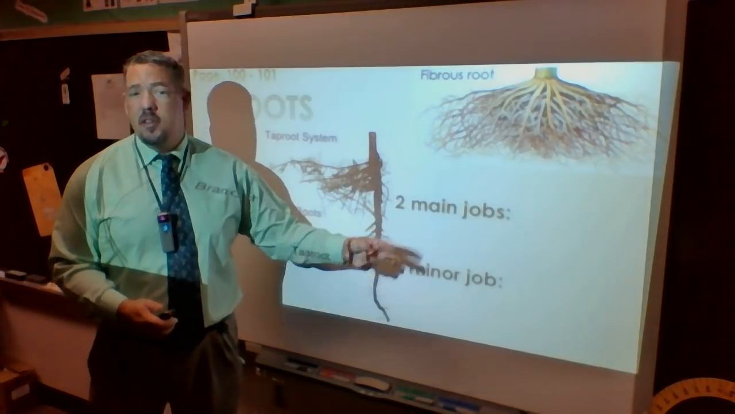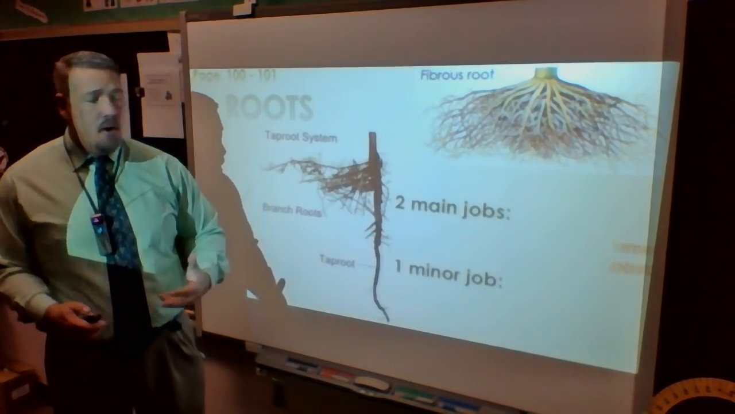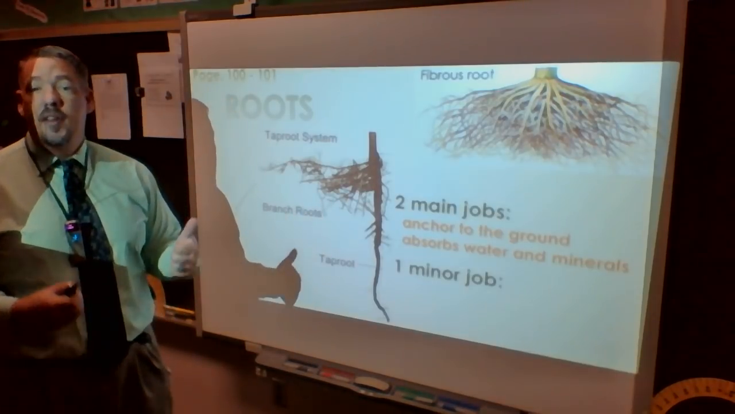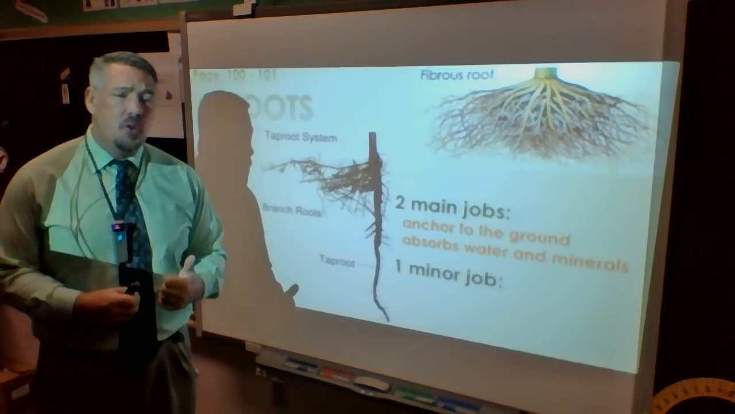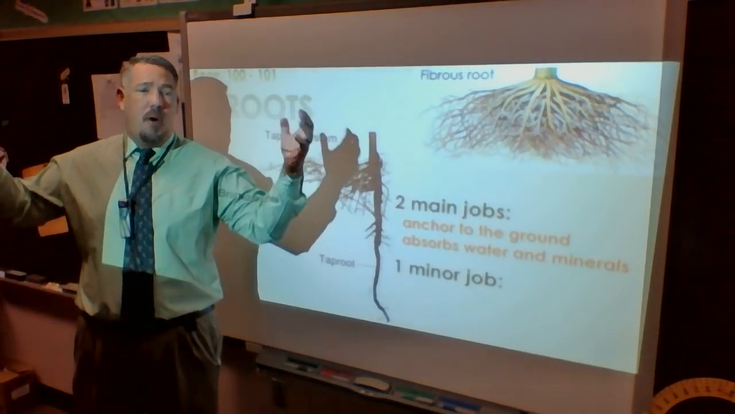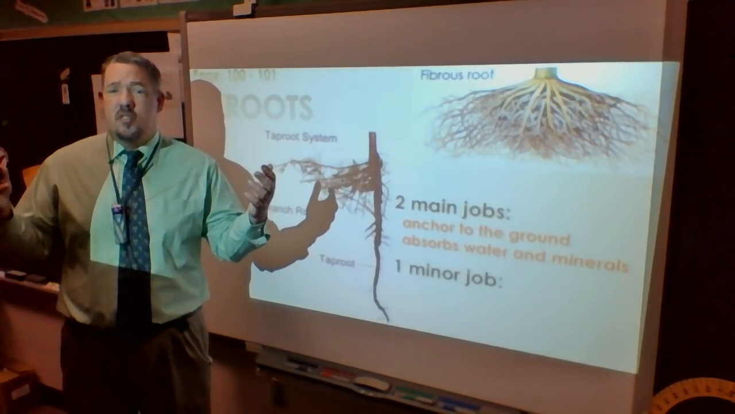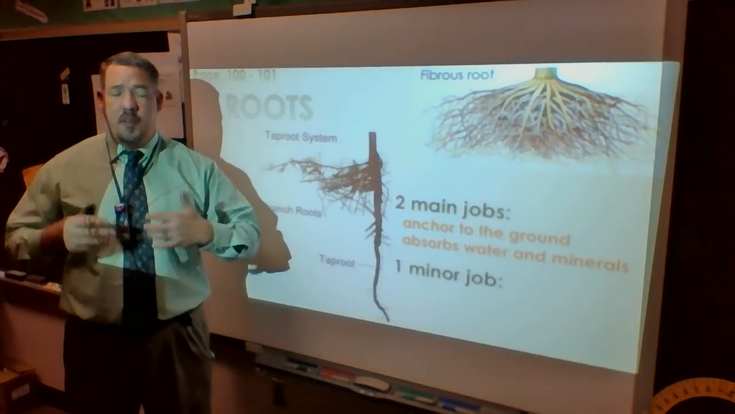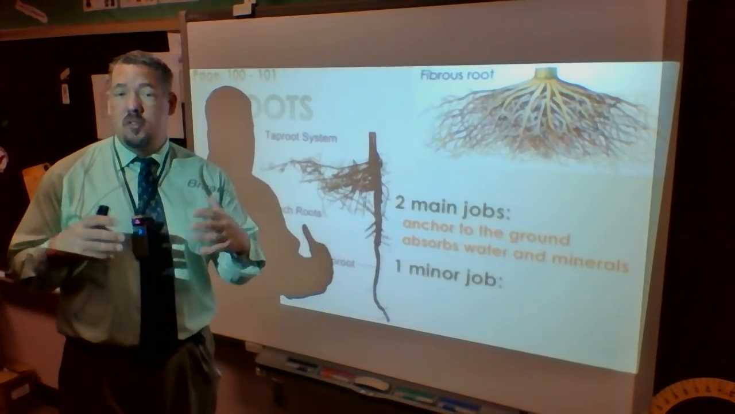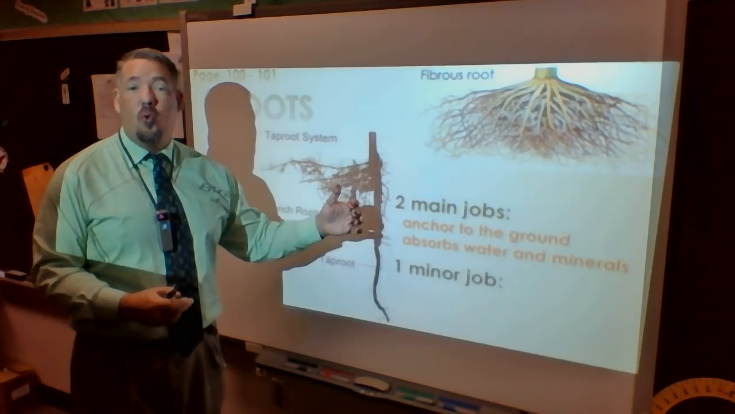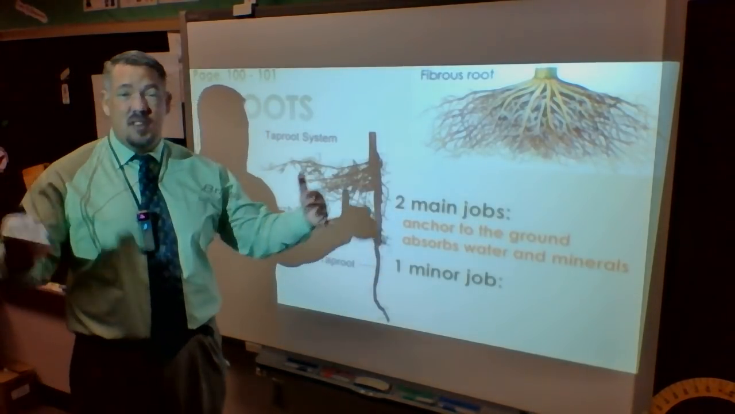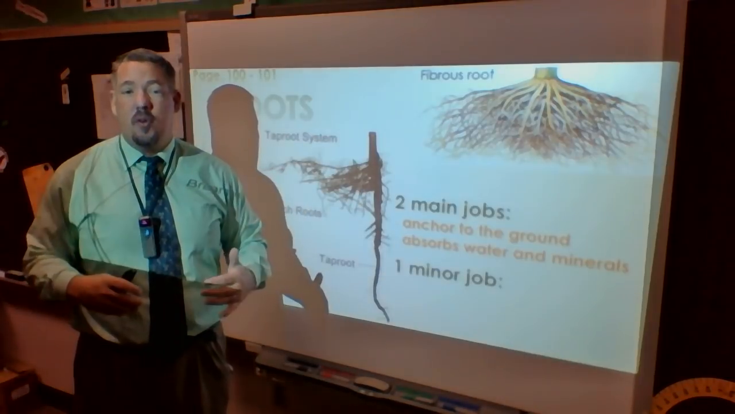The 2 main jobs of every root type is to, number 1, anchor the plant to the ground. So there are plants that you can see that are in hanging pots that don't even have any soil, and the roots are exposed to the air and exposed to the moisture. Orchids are one of those type of plants. They don't even grow in the ground.